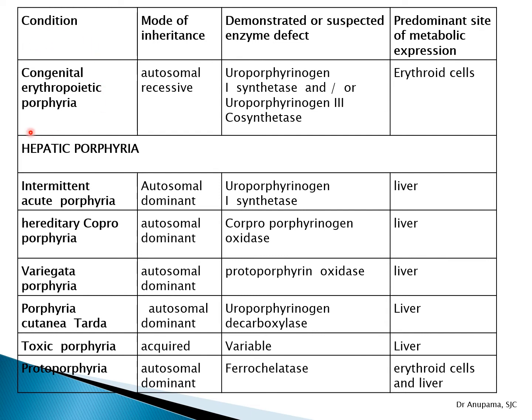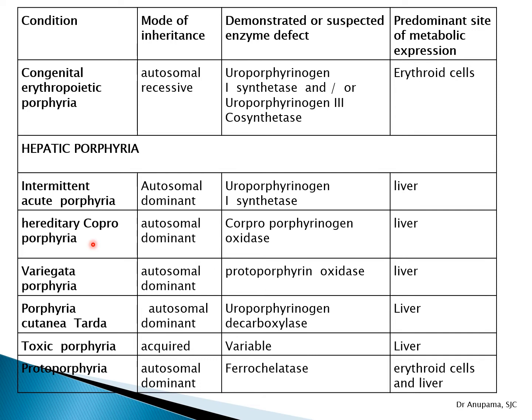The first condition is congenital erythropoietic porphyria. This is an autosomal recessive disease, and it is suspected that the enzyme uroporphyrinogen 1 synthetase and or uroporphyrinogen 3 co-synthetase are responsible for that. And the predominant site where you find increased expression is in the erythroid cells. Next is hepatic porphyrias. Hepatic, the name itself indicates that porphyrin synthesis is more in the liver.